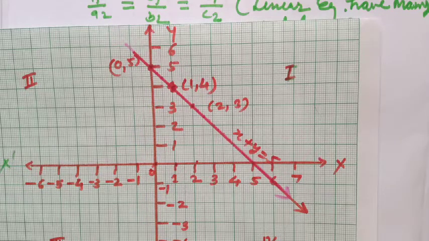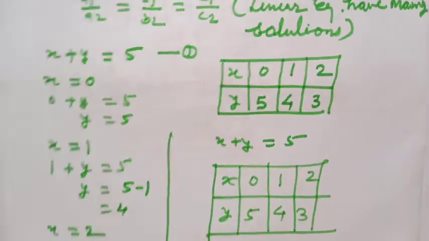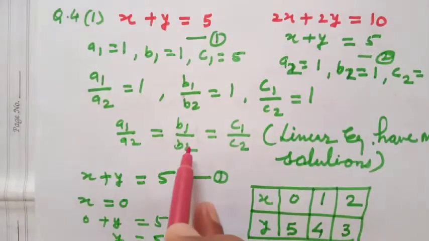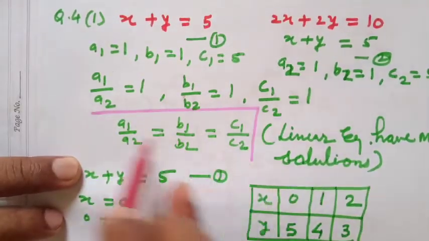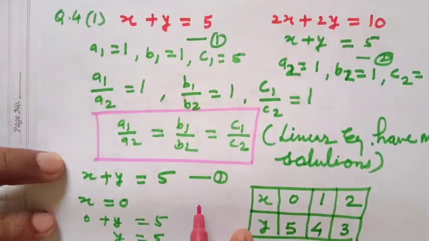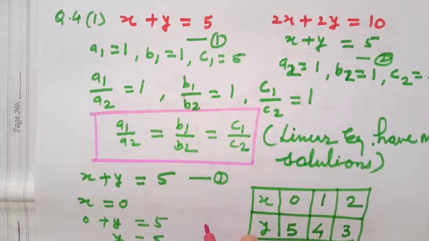If there are many solutions, you can't write the value of x and y separately. Is it clear? So if the condition is there, a1 upon a2 is equal to b1 upon b2 is equal to c1 upon c2, then the pair of linear equations have infinite many solutions, and the graph of both linear equations will coincide.